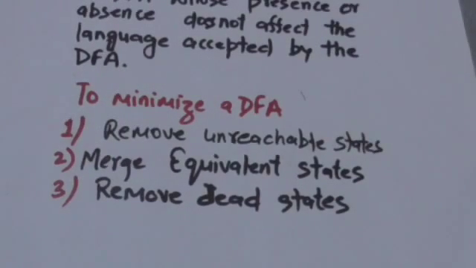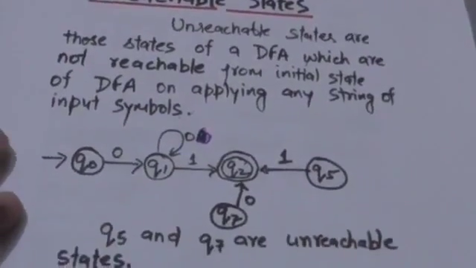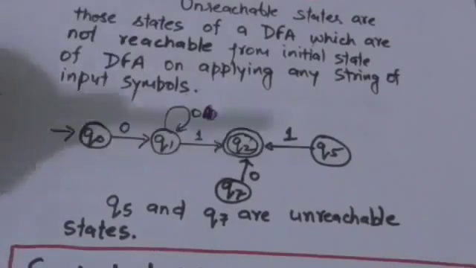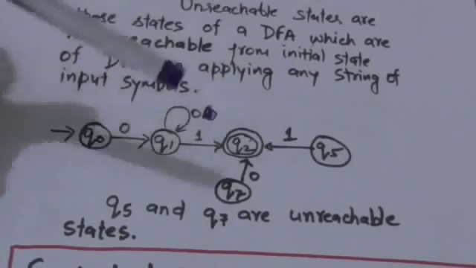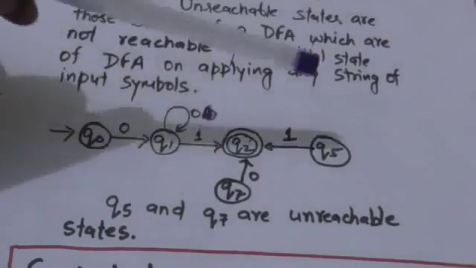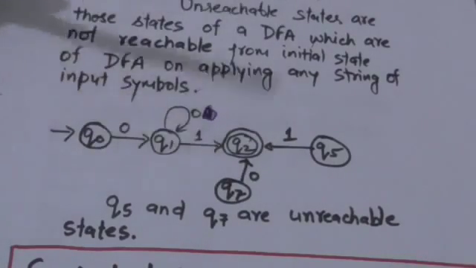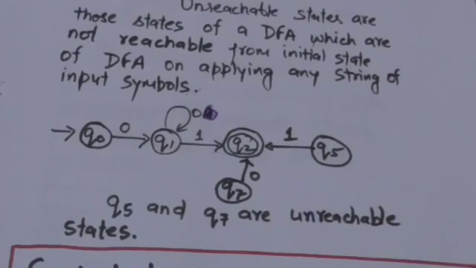So first of all, we will study what the unreachable states are. Unreachable states are those states of DFA which are not reachable from the initial state of DFA on applying any string of input symbols. Now look at this DFA. In this DFA, whatever string of input symbols you apply, DFA will never reach the states Q5 and Q7, right? So here Q5 and Q7 are unreachable states. So when we minimize DFA, what do we have to do? We have to remove these unreachable states.